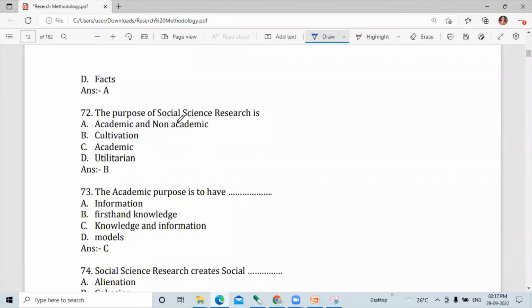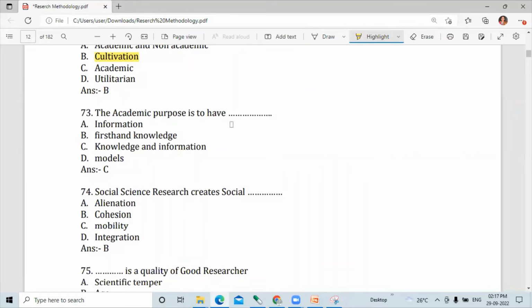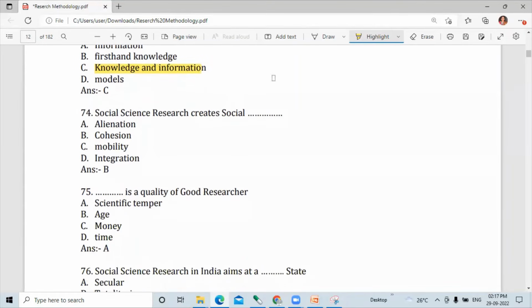Next is the purpose of social science research. What is the purpose of social science research? The answer is cultivation. Next, the academic purpose is to have knowledge and information. Next, social science research creates social cohesion. This is the answer, cohesion.